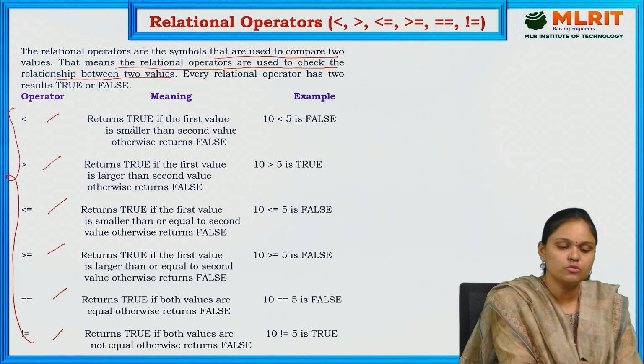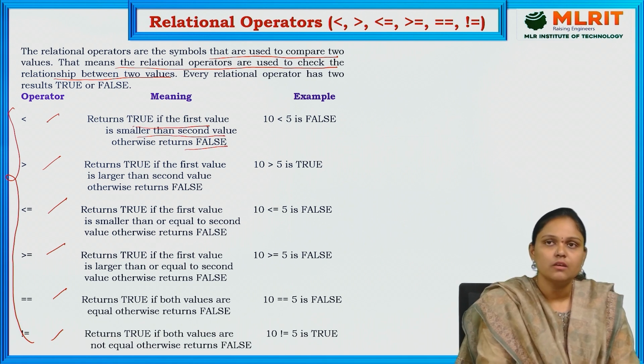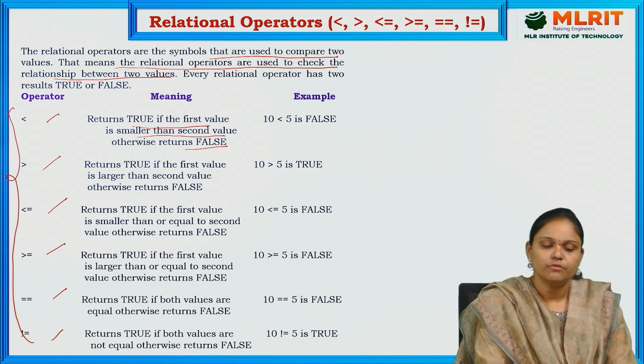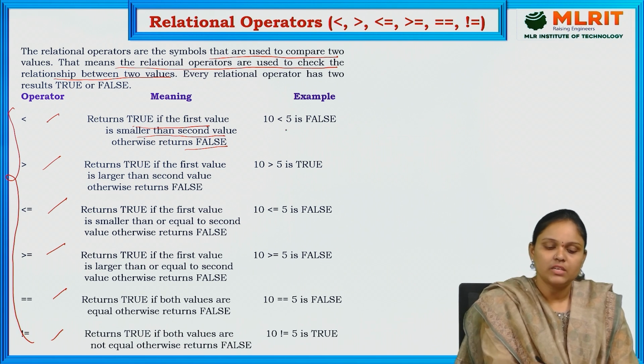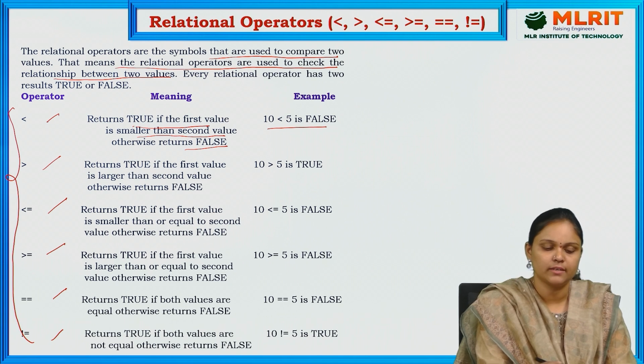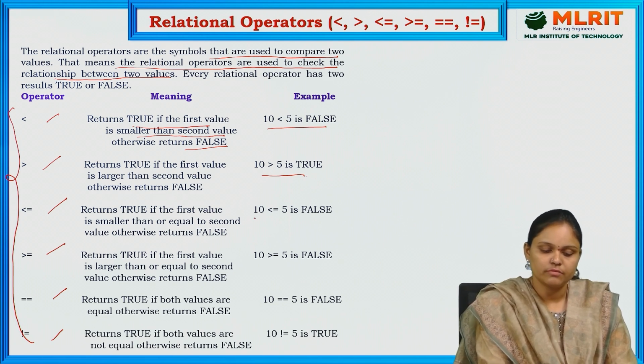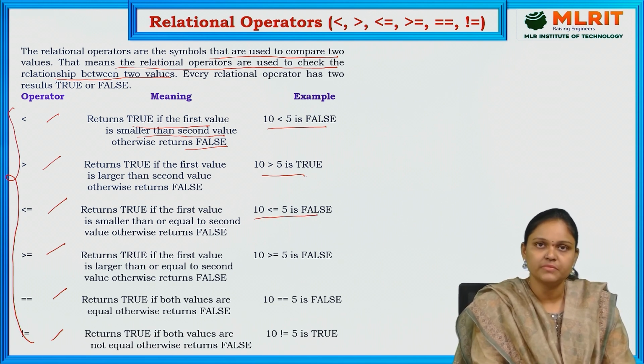So what does it return? It returns true if the first value is smaller than the second value, otherwise it returns false, in the case of the less than symbol. So 10 less than 5 is false. Coming to greater than, 10 greater than 5 is true. It returns true for this expression. And next, 10 less than or equal to 5 is false, and 10 greater than or equal to 5 is true.